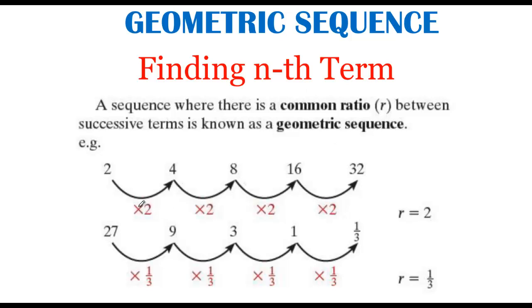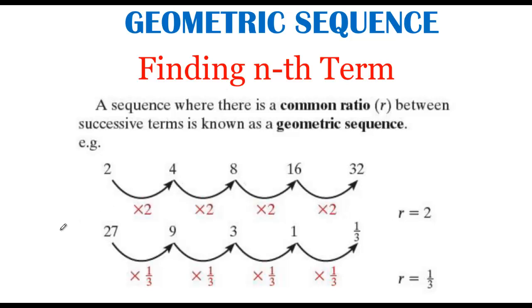When we get the next term by multiplying by the same number again and again, that number is called the common ratio. And this sequence is called a geometric sequence. We normally denote this common ratio with R. So here R is equal to 2.